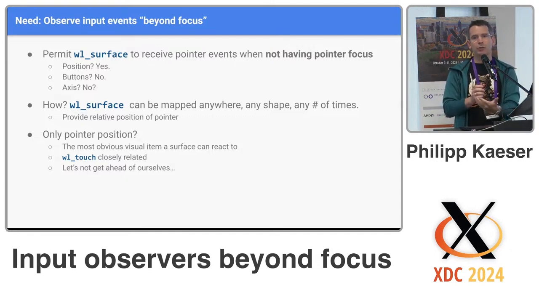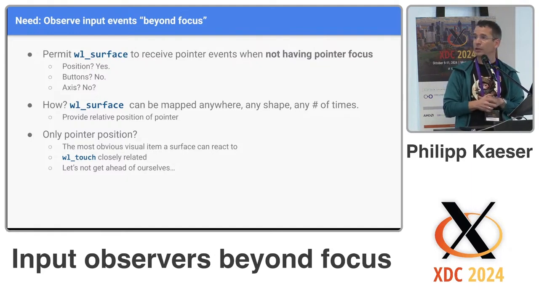And I would need to get the relative position of the pointer, because we don't know how the surface is laid out overall. Would I need only pointer positions? For my use case right now, yes, but it's also the most obvious thing to figure out what the surface may want to react to itself. But there are also touch devices. One could think about other things, but let's not get ahead of ourselves.